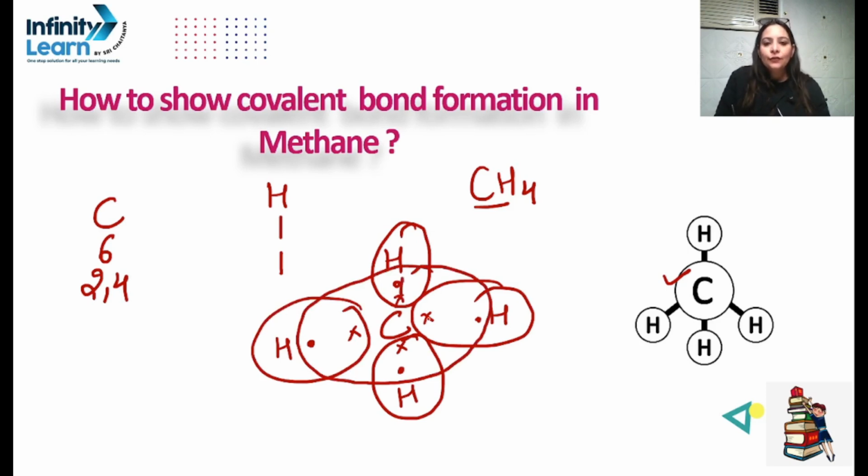So it has formed again single bonds, but how many covalent bonds? 4 bonds, because 4 hydrogens are combined here. So this is how you can show the formation of methane. So it has no lone pairs because all the 4 electrons are participating in the bond formation.